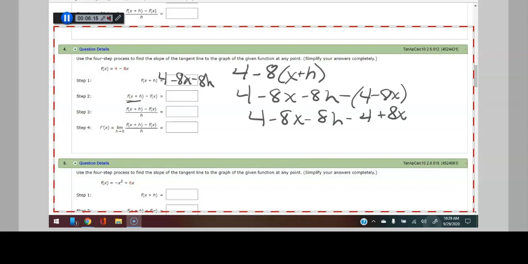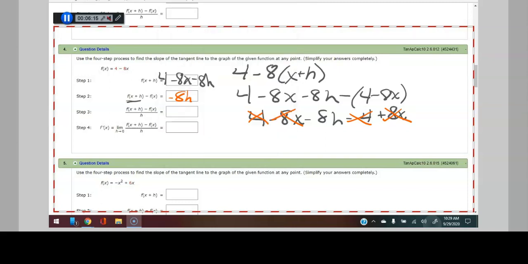Okay, so you should see that some stuff is going to start reducing out. So if I look, let's go back to red for a second, positive 8x and negative 8x, negative 4 and positive 4 is going to leave you with a negative 8h. So this whole thing reduces to a negative 8h. So what is step 3? Step 3 says take the answer from the previous step and divide by h.